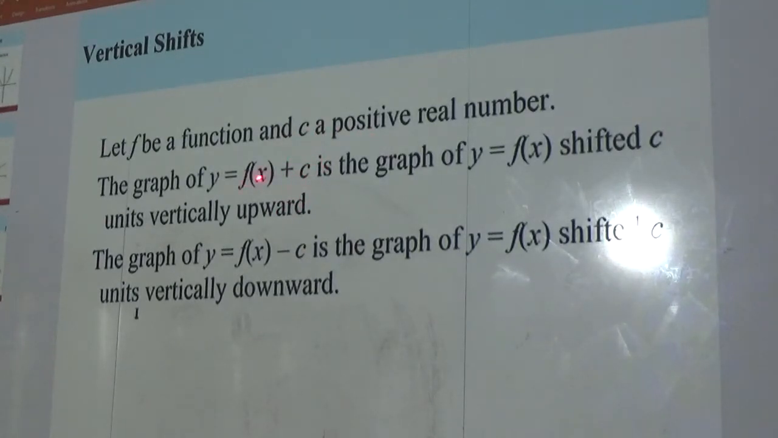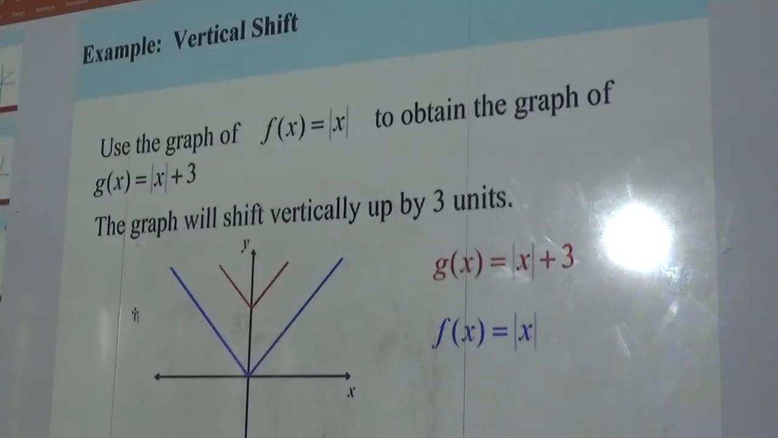We're adding a positive number to any function, and what that tells us is if c is a positive number, we shift the graph up that many units. If c is a negative, if we're subtracting a value, then we shift the graph downward. And this is a representation of that.